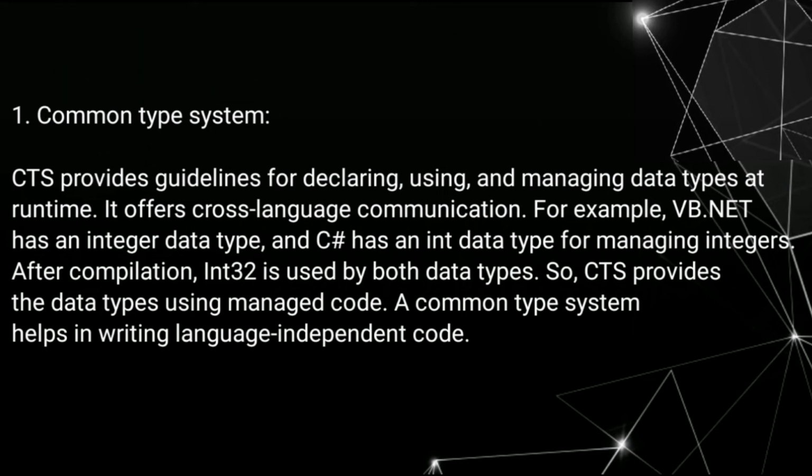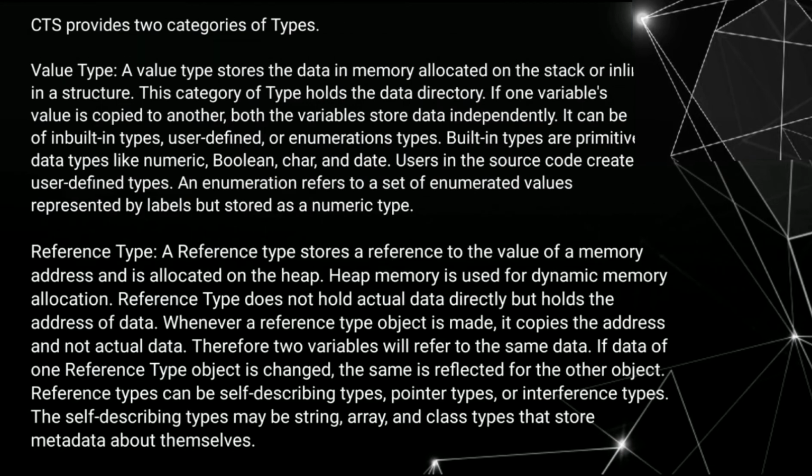CTS provides guidelines for declaring, using, and managing data types at runtime. It offers cross-language communication. For example, VB.NET has an Integer data type and C# has an int data type. For managing integers, after compilation, Int32 is used by both data types. So CTS provides the data types using managed code. A common type system helps in writing language independent code.